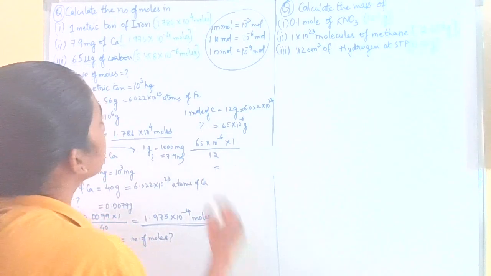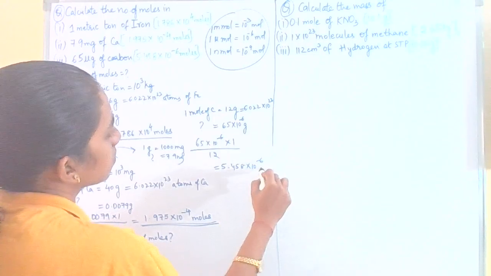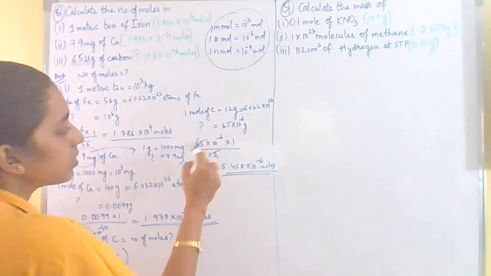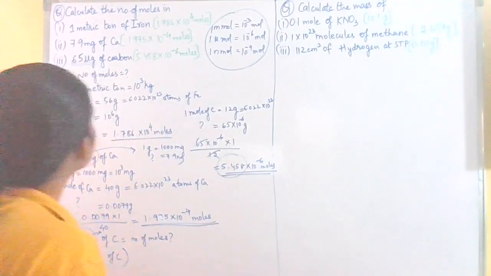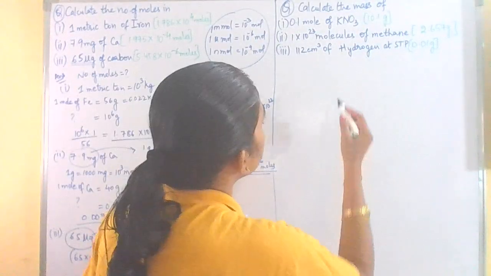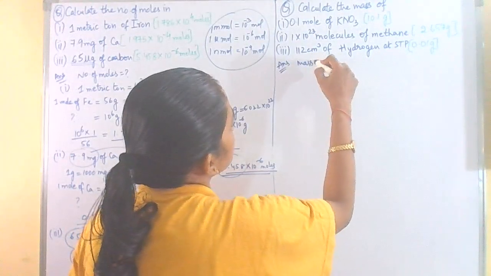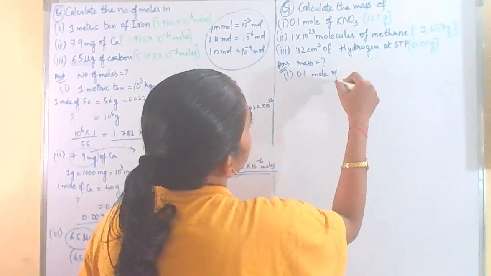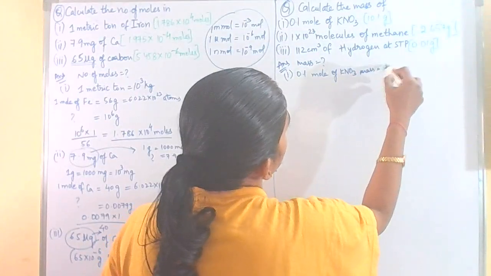You have to get the answer as 5.458 into 10 to the power minus 6 moles. Okay, when you cancel this, you will be getting 5.458 into 10 to the power minus 6 moles. So this is how we calculate number of moles. Now we will be calculating the mass. Mass is equal to how much? First, in the first case, 0.1 mole of KNO3 is equal to its mass is equal to how much?